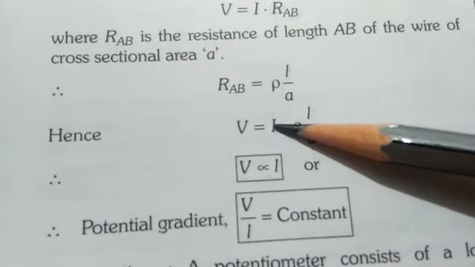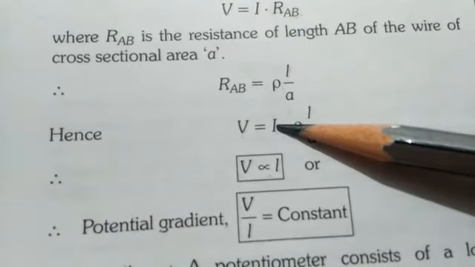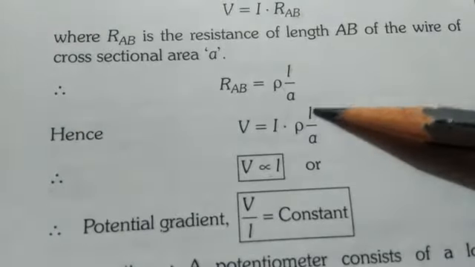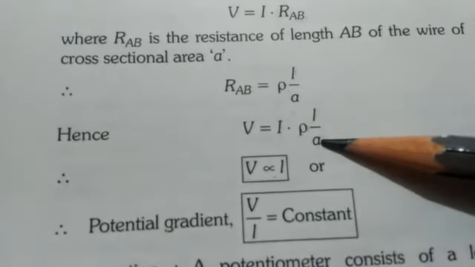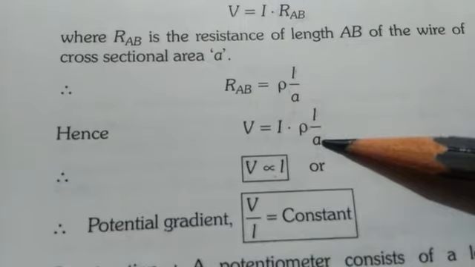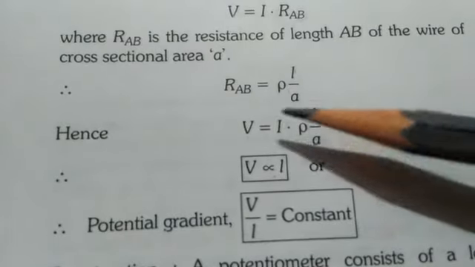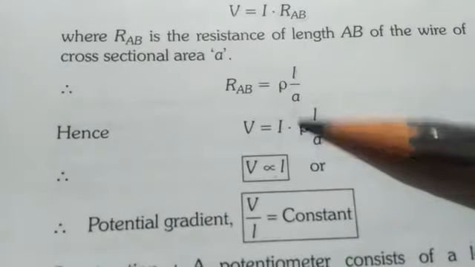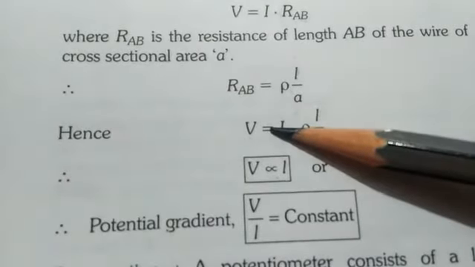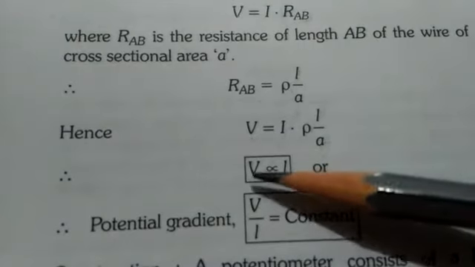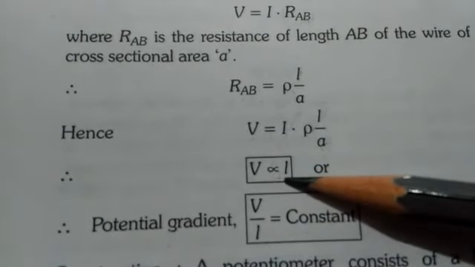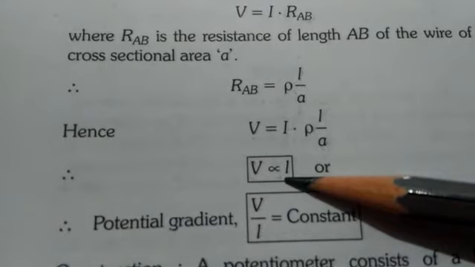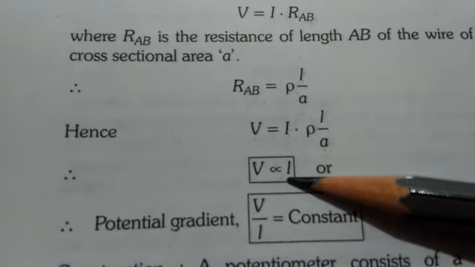Now I, the amount of current flowing through the circuit, is the same, that is constant. Resistivity is a constant quantity. Cross-sectional area is also constant because the wire is uniform. Okay, so all these three quantities are constant. So when we remove them, this equal sign will convert into proportionality sign. So here we got V is directly proportional to L, which is the principle of potentiometer. So we have proved the principle.